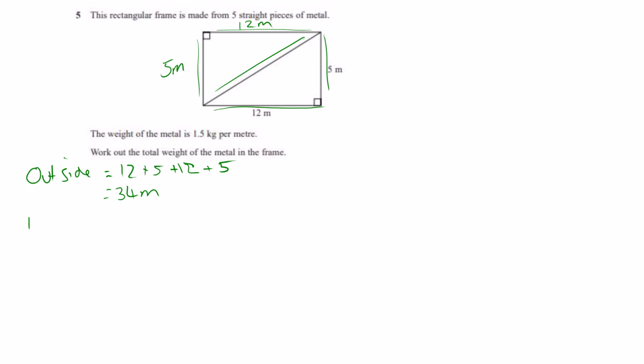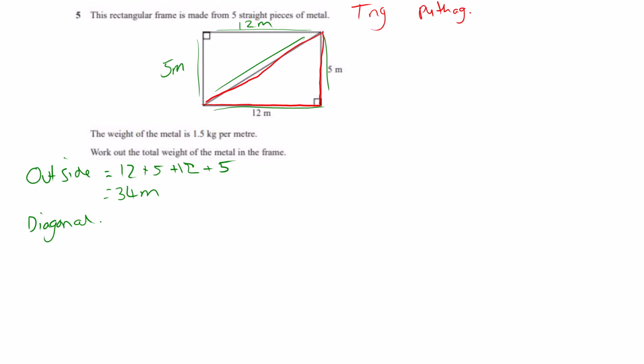We now need to work out the length of the diagonal. So if we have a look at what we've got here, we have ourselves a right angle triangle. And as soon as you see a right angle triangle, we need to think either trig, so SOHCAHTOA, or Pythag.